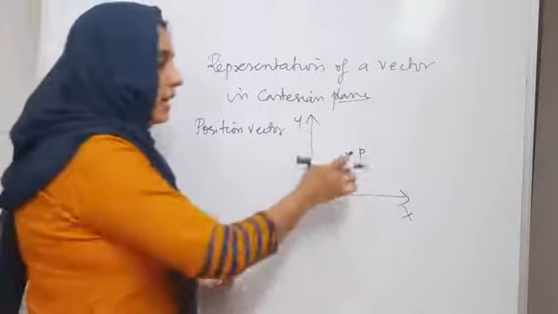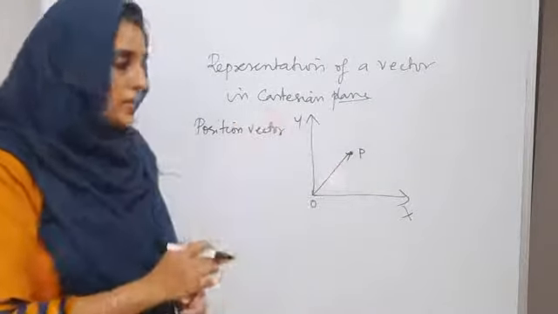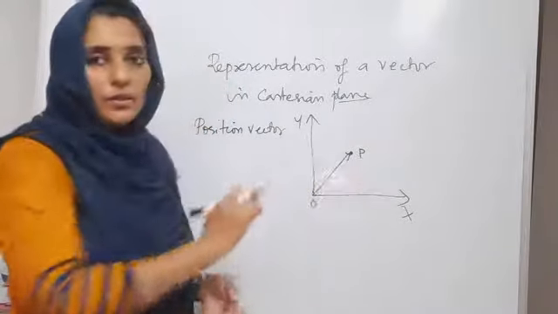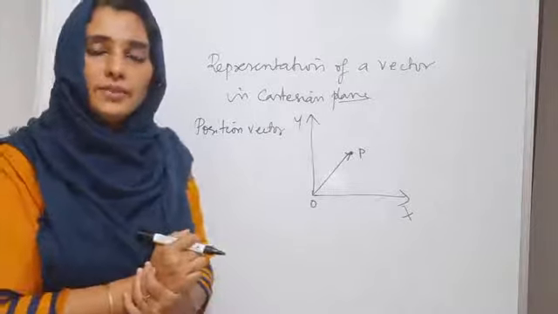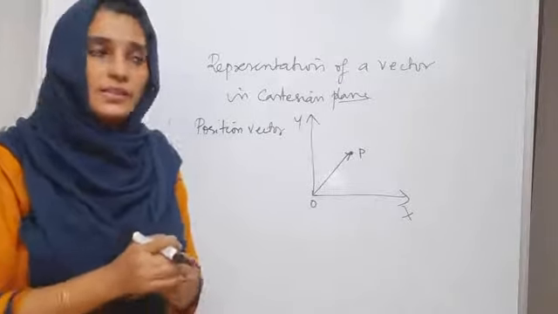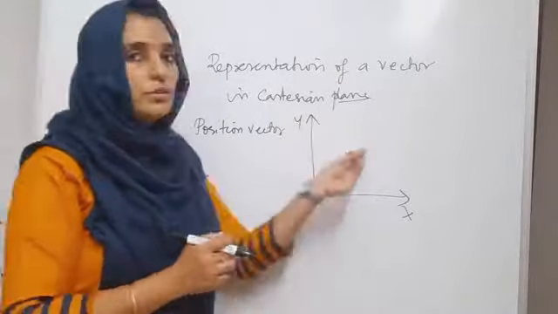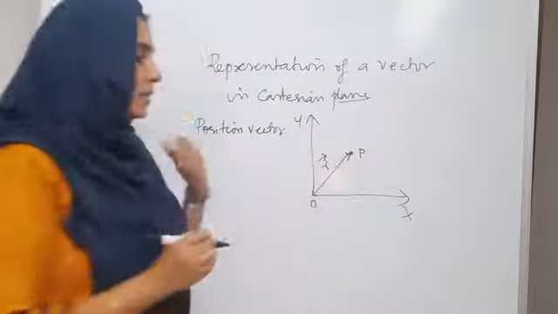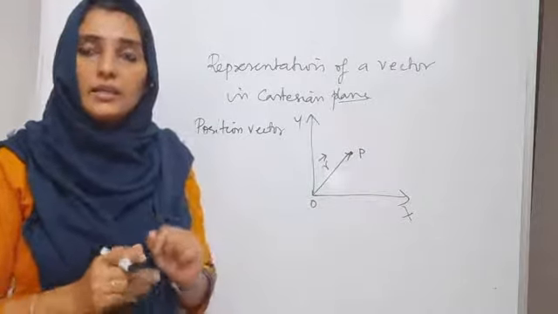So to locate a point P in Cartesian plane, you just have to draw a straight line from the origin till the point, and that will represent a vector which is known as the position vector. So position vector is a vector that joins the origin to a particular point. Okay, so let us mark it as R. So how to represent this R in Cartesian plane?